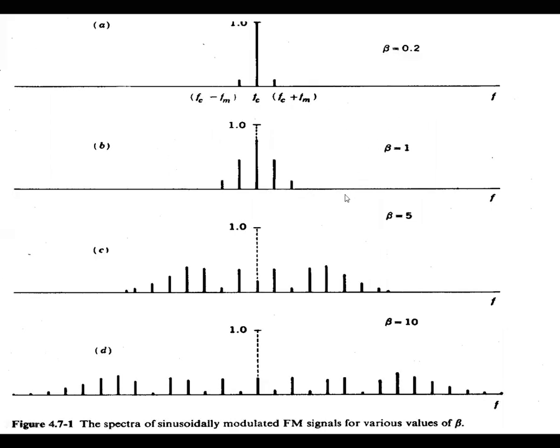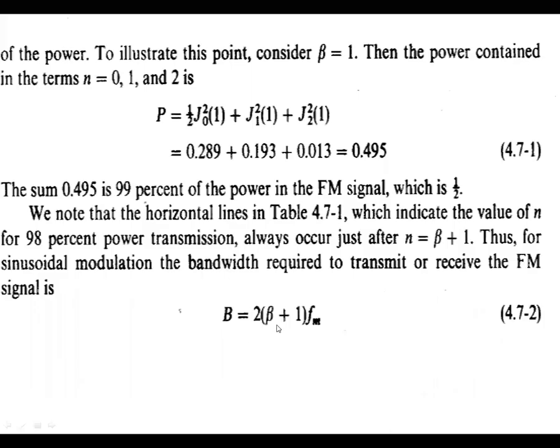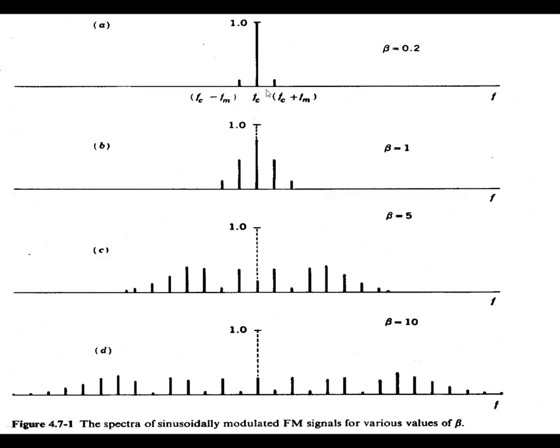So let's see these spectral components. Beta is 0.2. Substituting this, 2 into 0.2 plus 1, that is 2FM, because beta equal to 0.2 is negligible. That's why 2FM. How many sidebands are there? 2 sidebands. What are the sidebands? The sidebands are Fc plus FM and Fc minus FM. So these sidebands seem to be the sidebands of AM. Clear now?